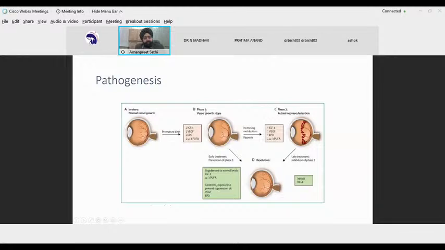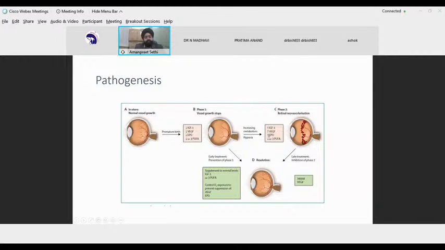But after some weeks, maybe 30 to 32 weeks of postmenstrual age, what happens is, because of increasing metabolism in the avascular retina and hypoxia, there is sudden rise in these growth factors, like increased vascular endothelial growth factor.